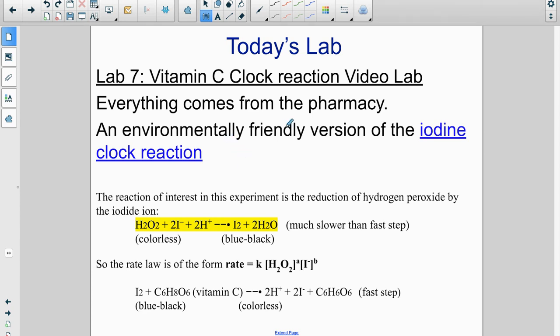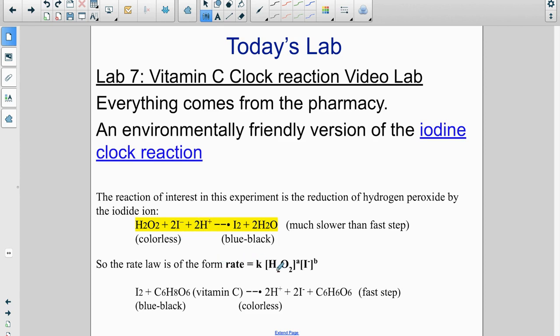And then today we did a video lab, and I showed this. You should definitely take a look at this link to the iodine clock reaction. It's a great demonstration. And this lab is an environmentally friendly version of this iodine clock. And so here, the reaction that we're interested in figuring out the rate law of is hydrogen peroxide reacting with iodide. And it's been found that this H plus is zero order in this reaction. So that is given to you.